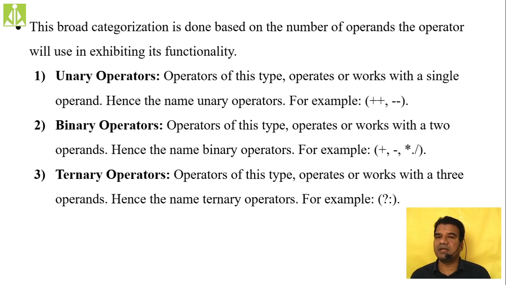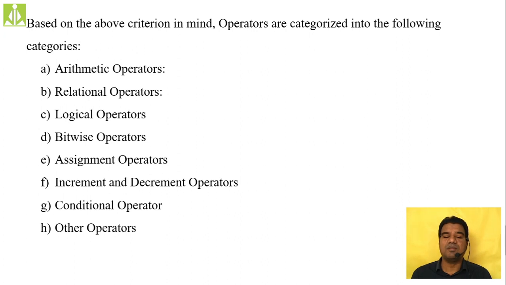But there is another category we have, and that categorization is based on the behavior of the operators. Based on the above criterion, whatever binary, unary, ternary we have discussed just now, and also the behavior of those operators, we have another type of categorization. They are arithmetic operators, relational operators, logical operators, bitwise operators, assignment operators, increment and decrement, conditional, and other operators.